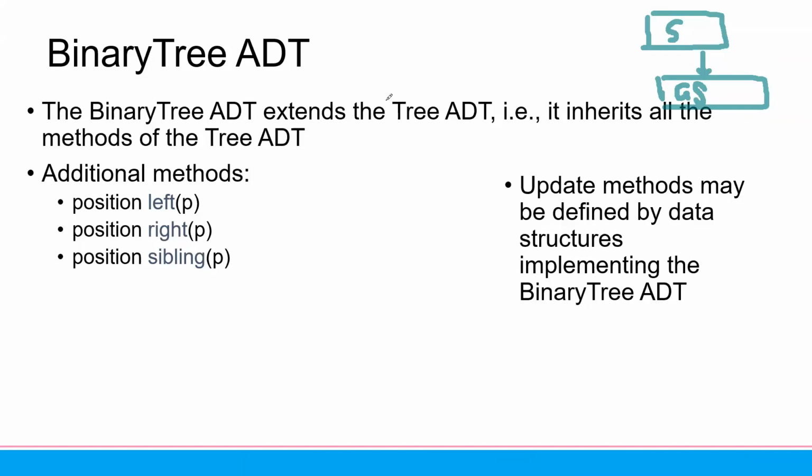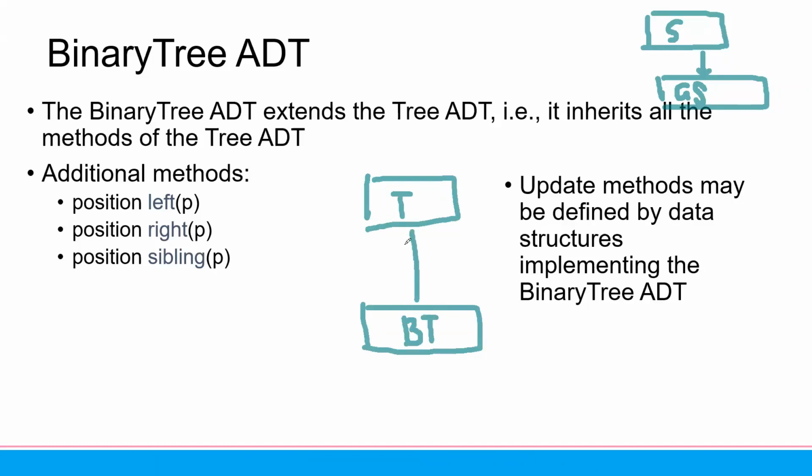This is also the case. We have the tree ADT, and we have the binary tree ADT. Most of the functions in the binary tree inherit from the tree. There are some additional methods. We want to know what is in the left and what is in the right, and whether they are siblings or not. You know, sibling. If they are siblings, it means they are on the same level.